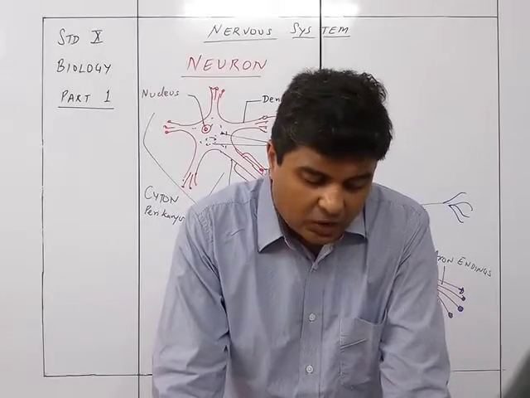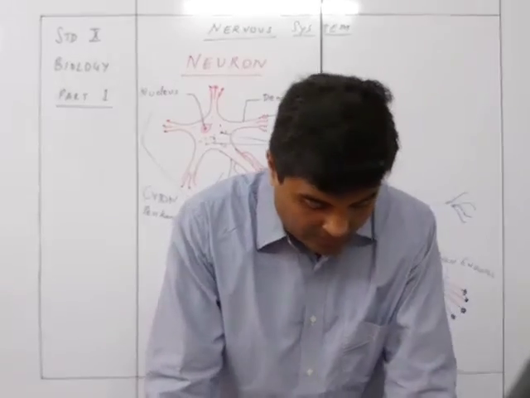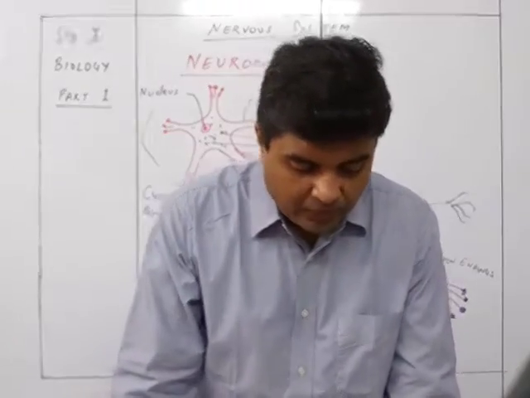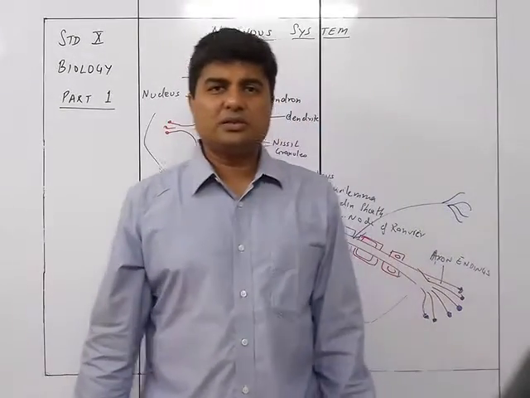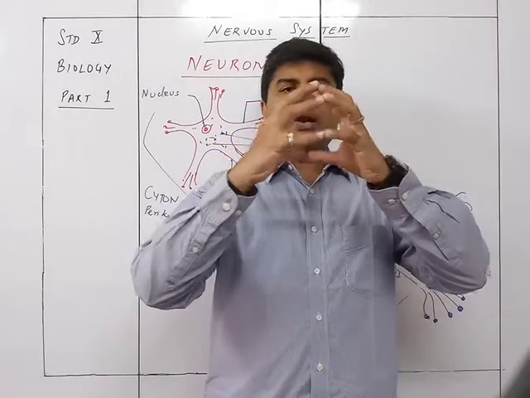Axon terminals are closely packed near the dendrites of one or more other neurons but are not connected. So you can see the axon terminals. This is one axon terminal, and another axon terminal is here, so they are not connected.